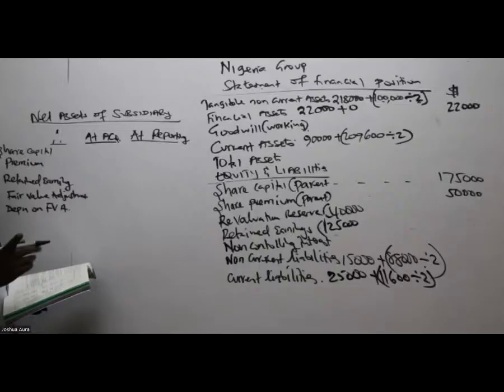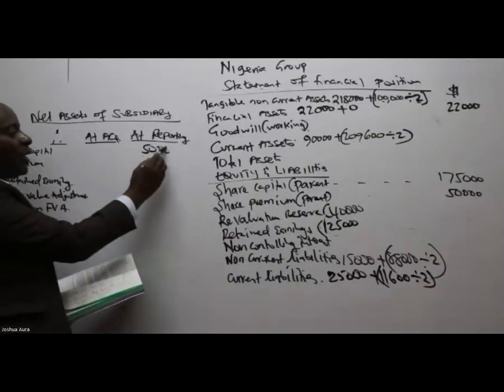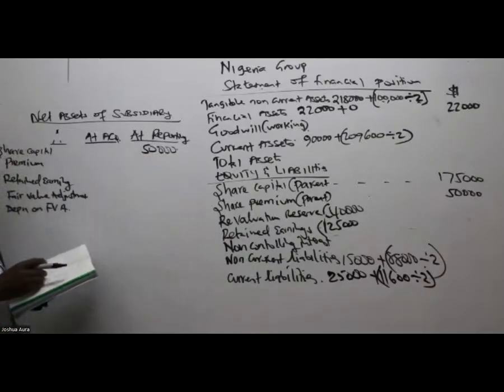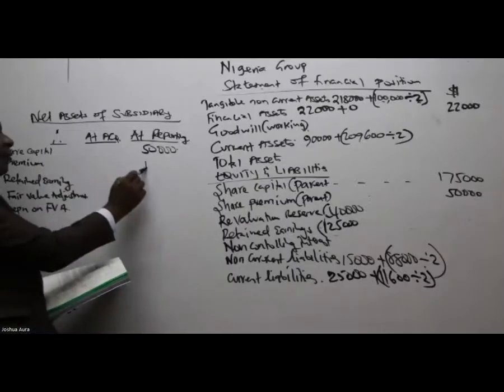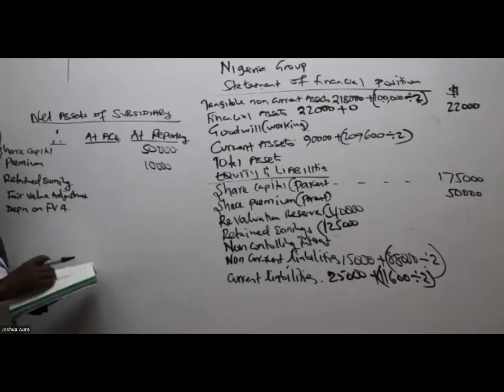Remember, you're talking of net assets of the subsidiary. Here, we shall not pick net assets of the parent at all. So the first ordinary shares that I will pick are ordinary shares of Lagos, our subsidiary. Because I'm picking this figure from the statement of financial position, the 50,000 should come here at reporting. And then I can see the premium there, 10,000, for the subsidiary, Lagos. There is no reserve there.